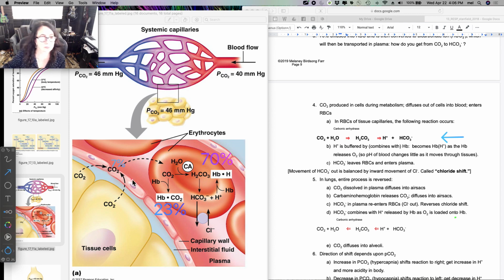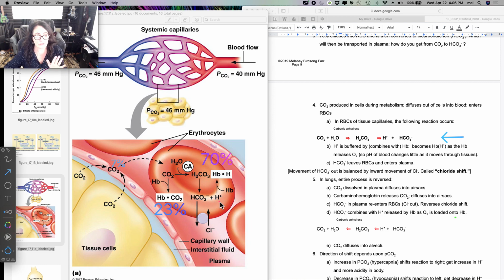Okay, so the carbon dioxide, 7% of it stays here, 23% of it rides on the globin portion of hemoglobin, but then 70% of it does this. So same equation that we're looking at, CO2 plus H2O via carbonic anhydrase makes carbonic acid, right, H2CO3. And carbonic acid dissociates to the bicarbonate ion, HCO3 minus, and the hydrogen ion, which is H plus.